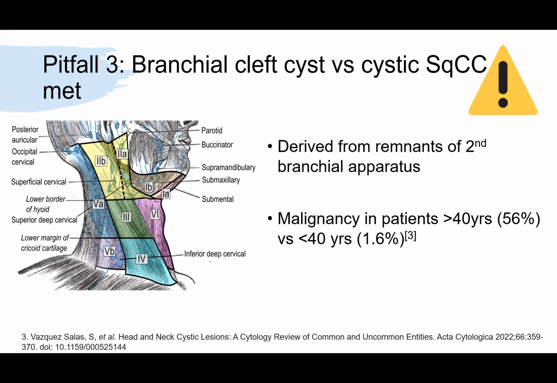sternocleidomastoid muscle. And also with the case of the cystic squamous cell metastases, because of metastases commonly to level 2 or wherever in the neck, but a jugular digastric node being in a similar area, this can be difficult to differentiate both clinically as well as on the cytology.